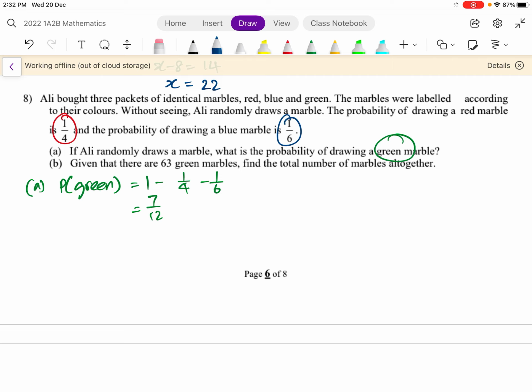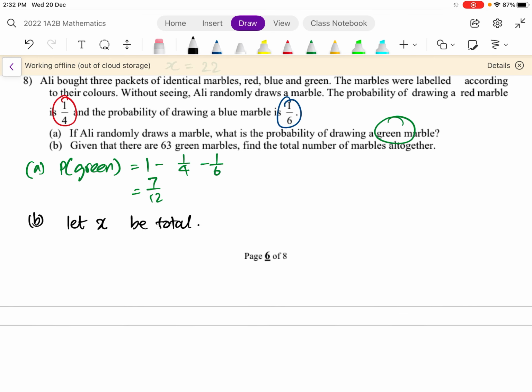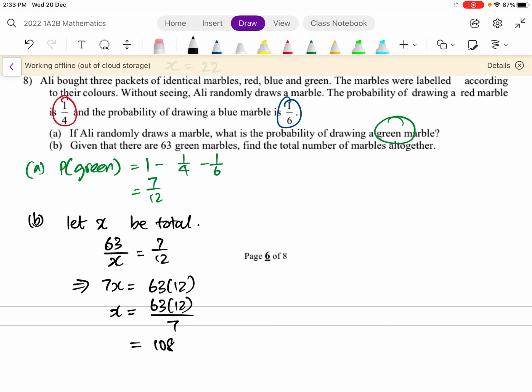Now in part B, there are 63 green marbles. Find the total number of marbles altogether. Let x be the total. So they're telling us that 63 out of x, 63 out of the total, must be 7 over 12. So our 7x must be 63 times 12. And x will be 63 times 12 over 7, giving us 108. Total is 108.